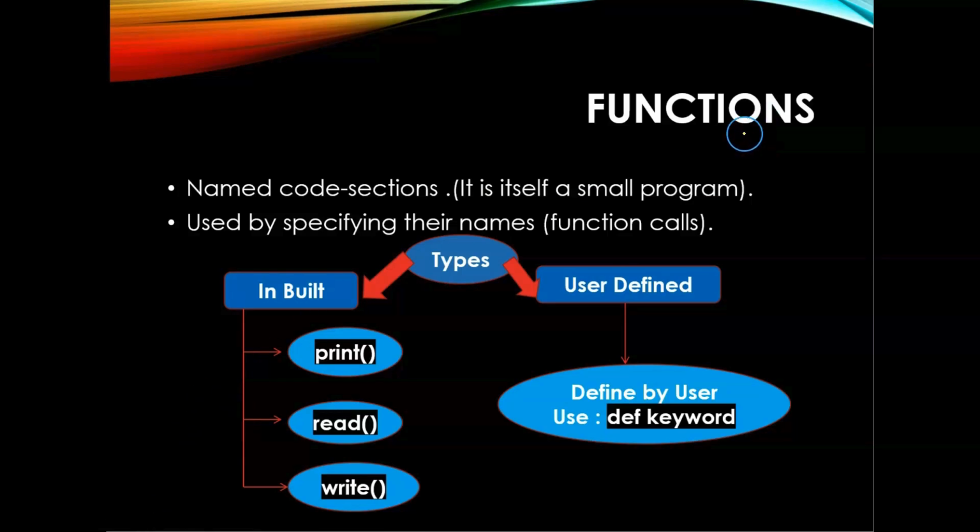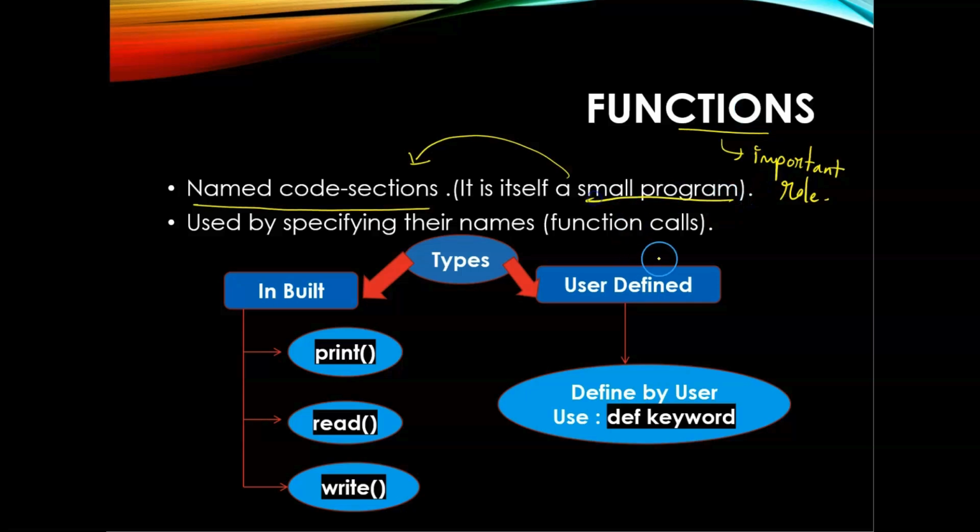The next concept we are going to cover is functions. It is one of the bare bones of Python. Functions play an important role in each and every Python program. Basically we can call functions named code sections. It itself is a small program. Each and every Python program has many function blocks inside, and each function has a small piece of code, so that's called a small program here.